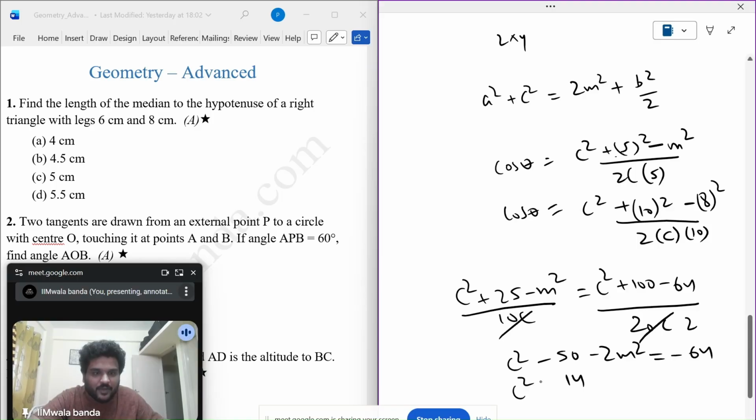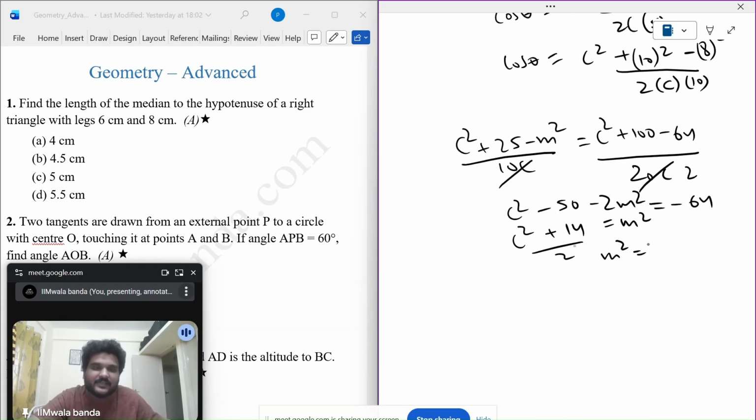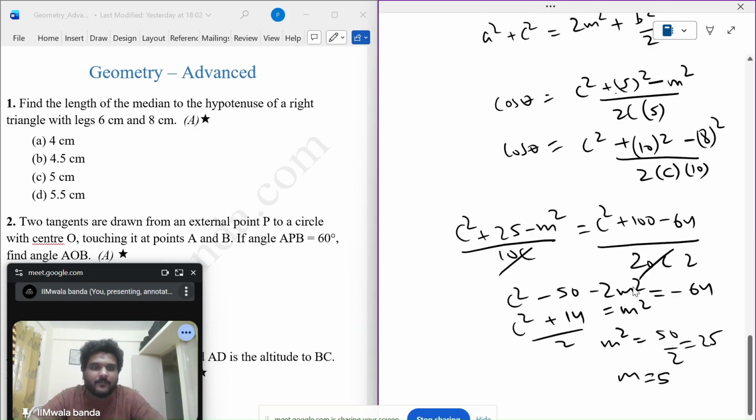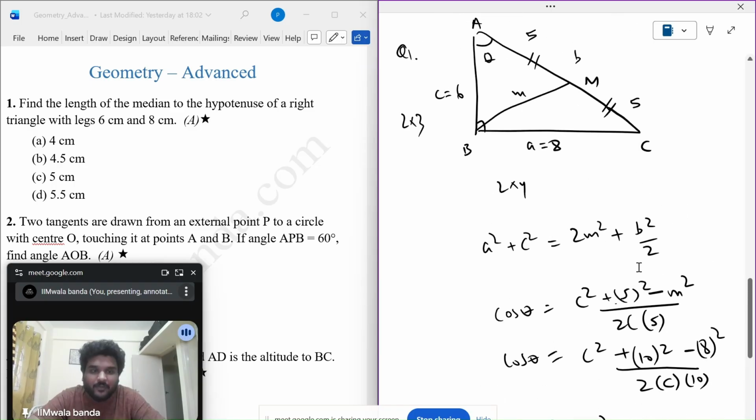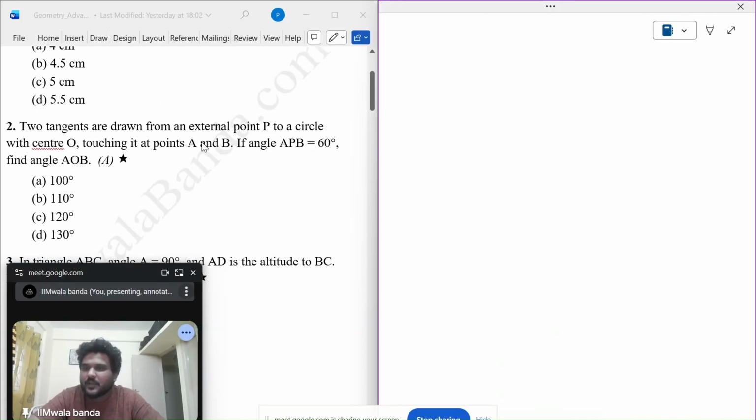So c square plus 14 is equal to 2m square, or c we already know is 6. So 36 plus 14, which is 50, by 2, or 25. So m is 5. Right? If you knew the formula, you could have directly put the values of A, C, and B, and you could have gotten M. But if you don't remember, you should know how to use cosine law.